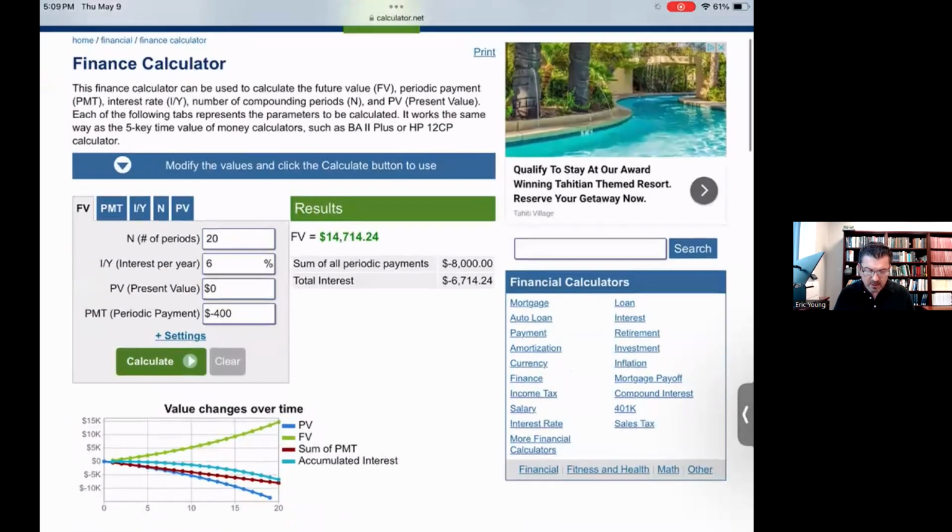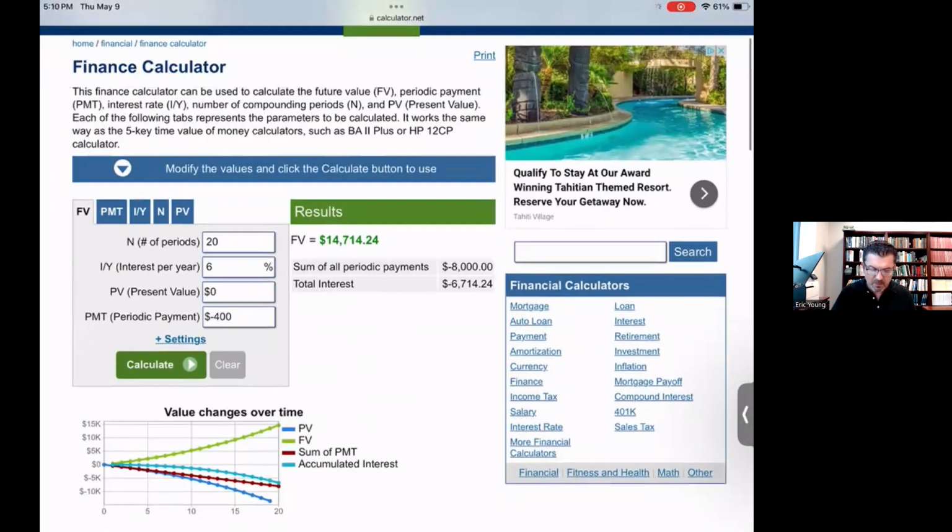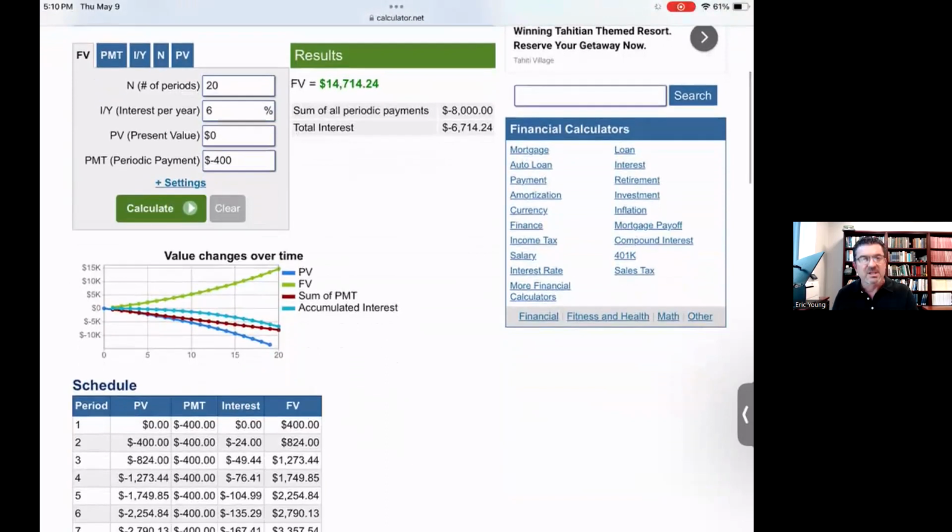If you notice, there's a lot of stuff going on, and I can't annotate on this. So right up here at the top, you'll see that you have 5 tabs: FV, PMT, I/Y meaning interest per year, N, and PV. Remember I said earlier that you're always going to have all but one of the variables given to you, and you're on a scavenger hunt for the missing variable. Well, all you have to do is click whichever one you're looking for.